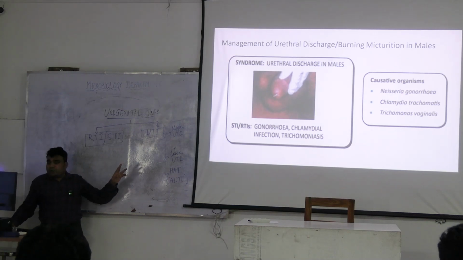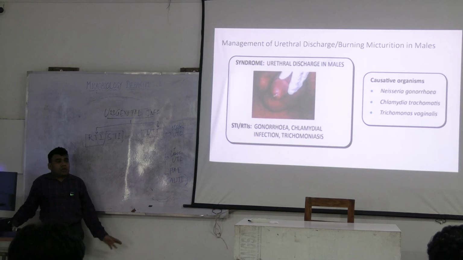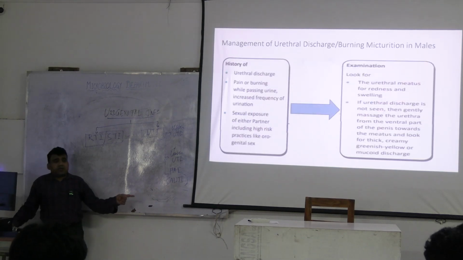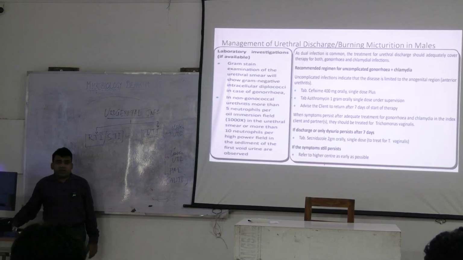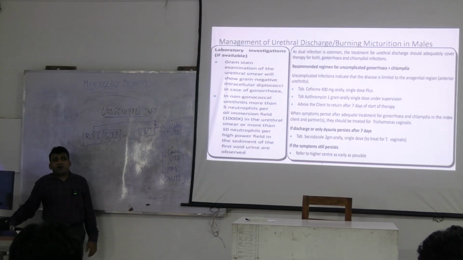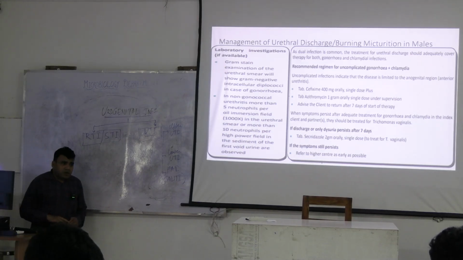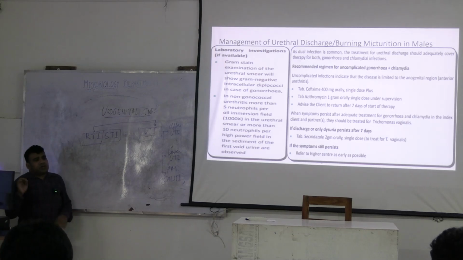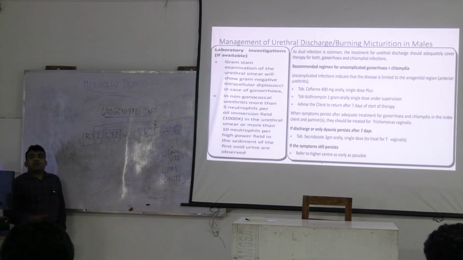Now, just a pictorial representation, urethral discharge in males. What will you suspect? Gonorrhea, chlamydia or trichomoniasis. These are the causative agents. Take history, do examination. If possible, send for laboratory investigation. What kind of laboratory investigation you may send? In case of gonorrhea, you can send the pus for microscopy and culture. Gonorrhea culture is very difficult, not done in most of the labs, but you can send for microscopic examination. What will you find in microscopic examination? Neisseria is gram-negative diplococci.